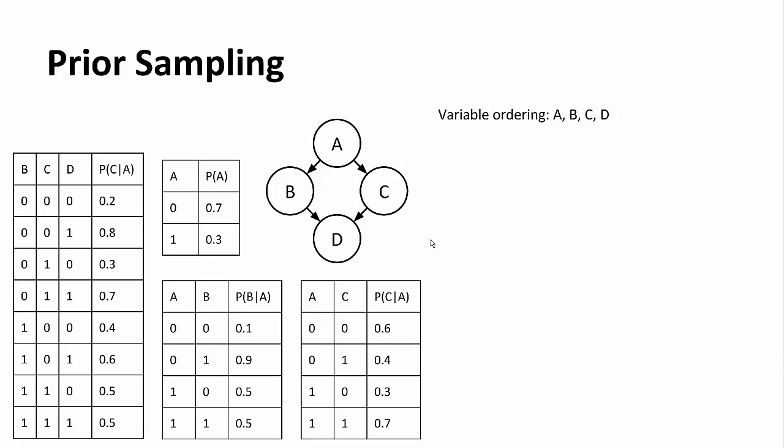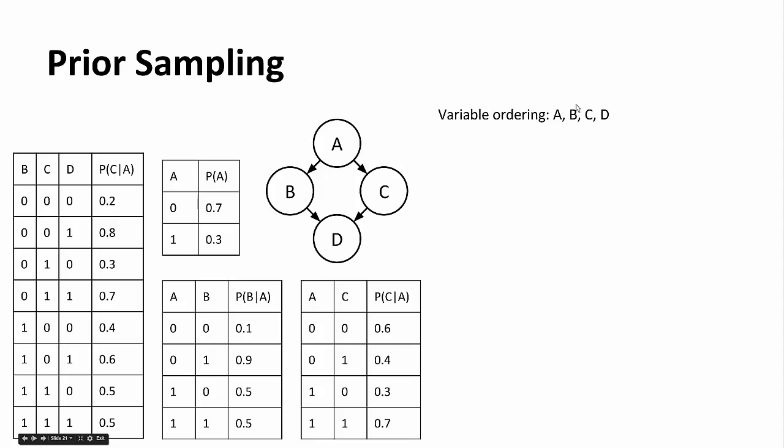Here I have the same Bayes net that we've been using, just this diamond shape with A, B, C, D. I've also included all of the conditional probability tables, but those really aren't super important, so you can ignore those for now. I know it looks like a lot, but you don't have to worry about it.